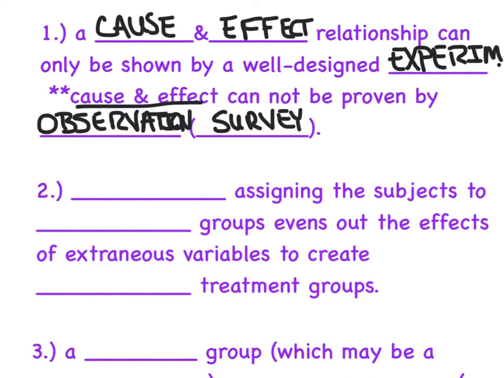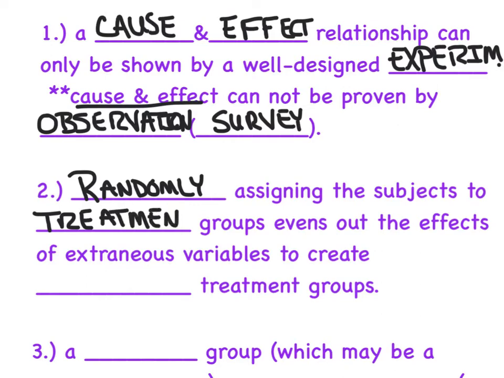Number two, randomly assigning the subjects, and we can't stress this enough, randomly assigning the subjects to treatment groups. Again, the treatment might be a fertilizer that you give your tomatoes, or it might be a new medicine that you're trying to test out. It evens out the effects of extraneous variables to create comparable treatment groups. Because at the end of the day, we want to be able to compare apples to apples. And when we can do that, then we can definitively draw some great conclusions.